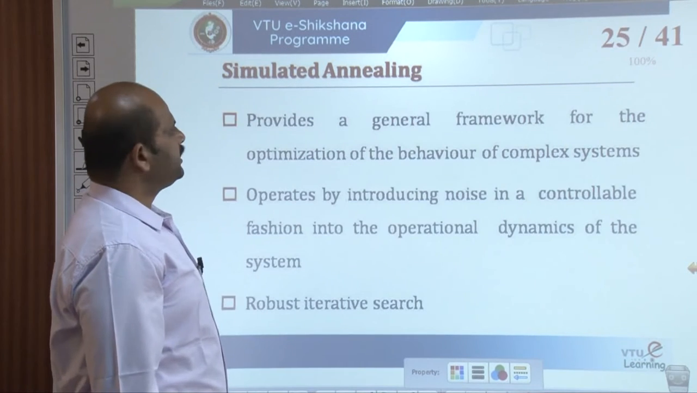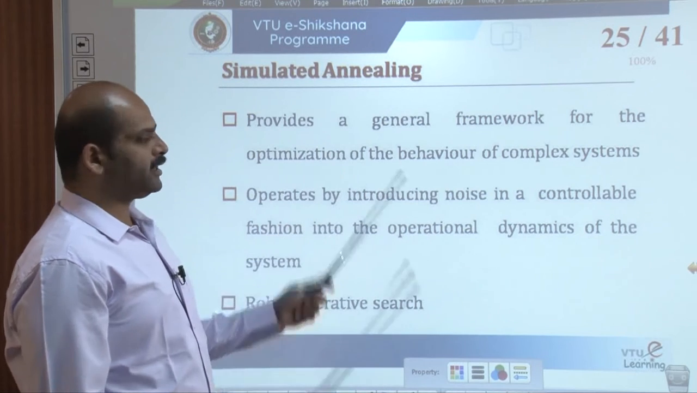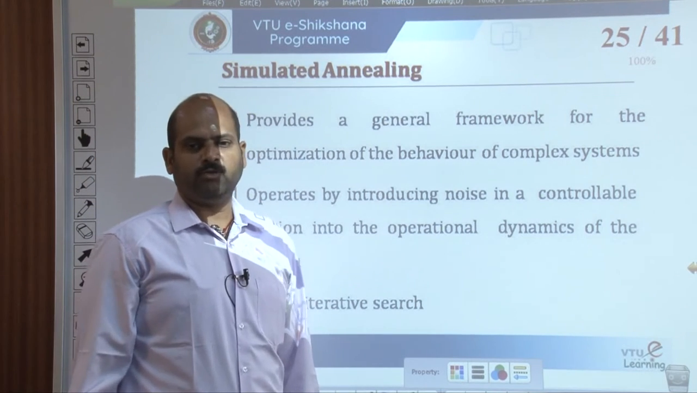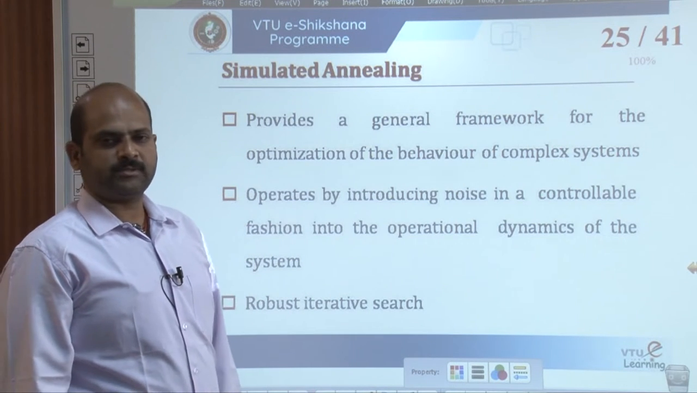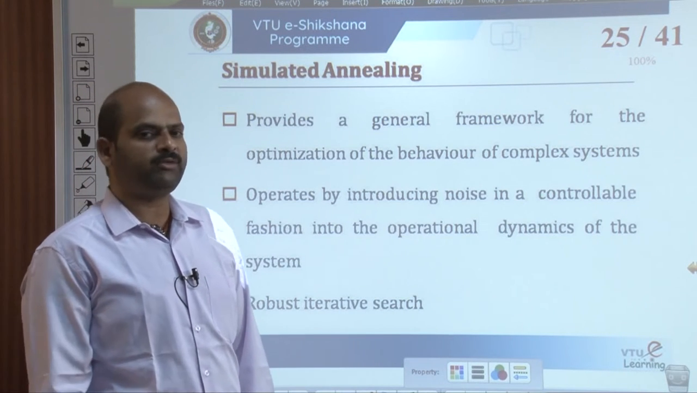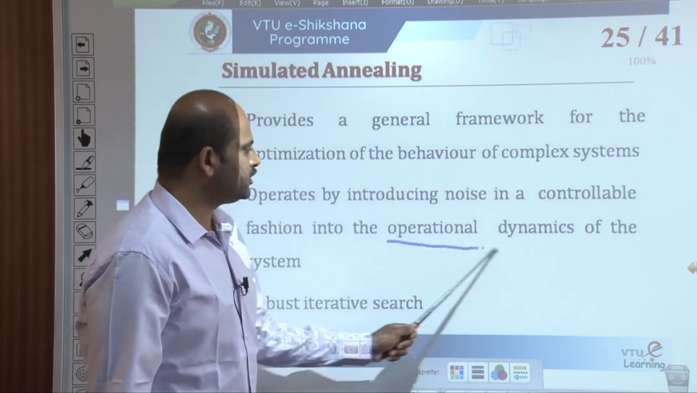Simulated annealing provides a general framework for the optimization of the behavior of complex systems. It operates by introducing noise in a controllable fashion into the operational dynamics of the system.